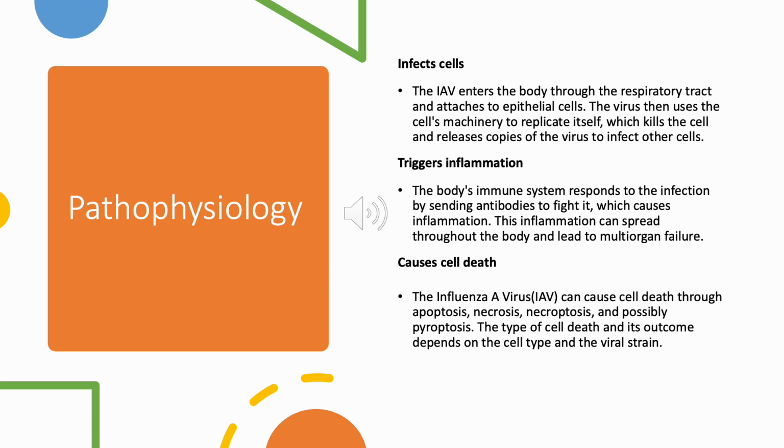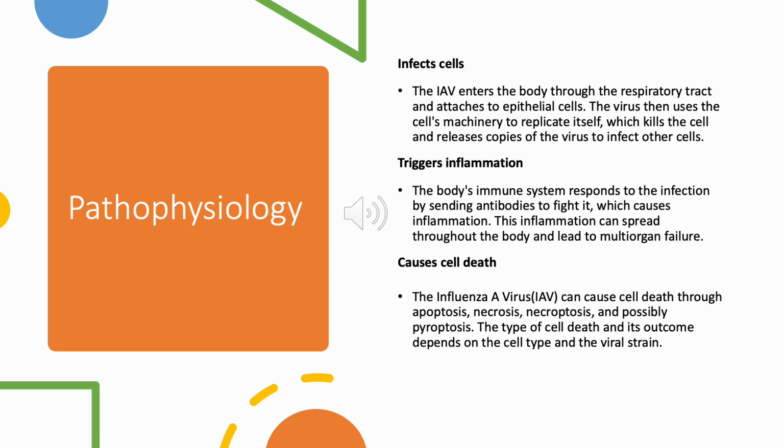Pathophysiology. Infects cells. The influenza A virus enters the body through the respiratory tract and attaches to epithelial cells. The virus then uses the cell's machinery to replicate itself, which kills the cell and releases copies of the virus to infect other cells. Triggers inflammation. The body's immune system responds to the infection by sending antibodies to fight it, which causes inflammation. This inflammation can spread throughout the body and lead to multi-organ failure.